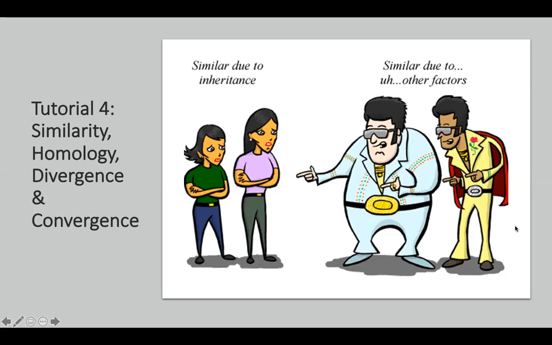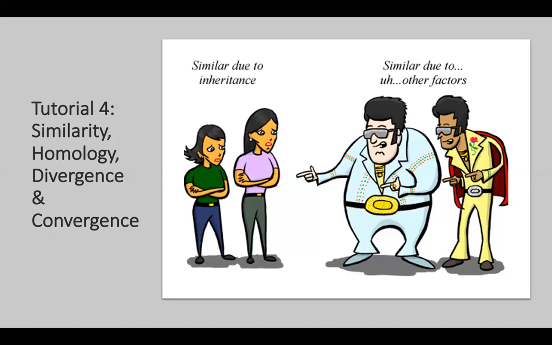As you can see in this picture here, you see two people who look very similar. The only difference is the height, but you can see that the facial features are similar. This is actually similarity due to inheritance because they're related, they're siblings. And on the right, you can see two impersonators of Elvis Presley. Clearly they're not siblings or related, but they're superficially similar because they're impersonating a famous person. And this is due to other factors, sort of like environmental factors.